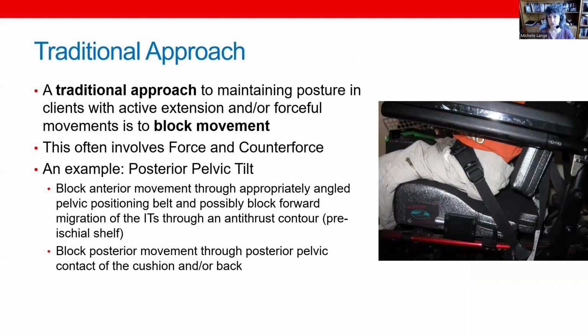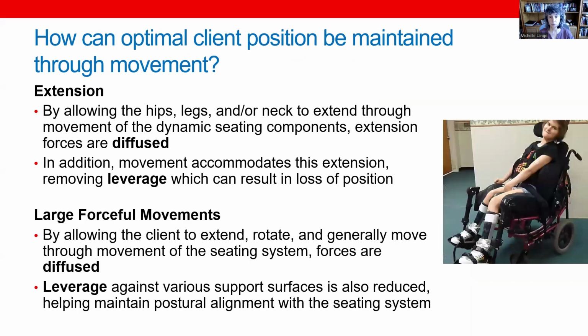So what do we usually do? Traditionally, we maintain posture of the client by blocking movement, and this often involves force and counterforce. So let's say we're working with someone who has a posterior pelvic tilt. Well, we may use a combination of posterior support to the pelvis, anterior support in front of the ischial tuberosities, and an appropriately angled pelvic belt, all in an attempt to lock down that pelvis. But now the client can't move, and if they do move, they will move out of alignment.